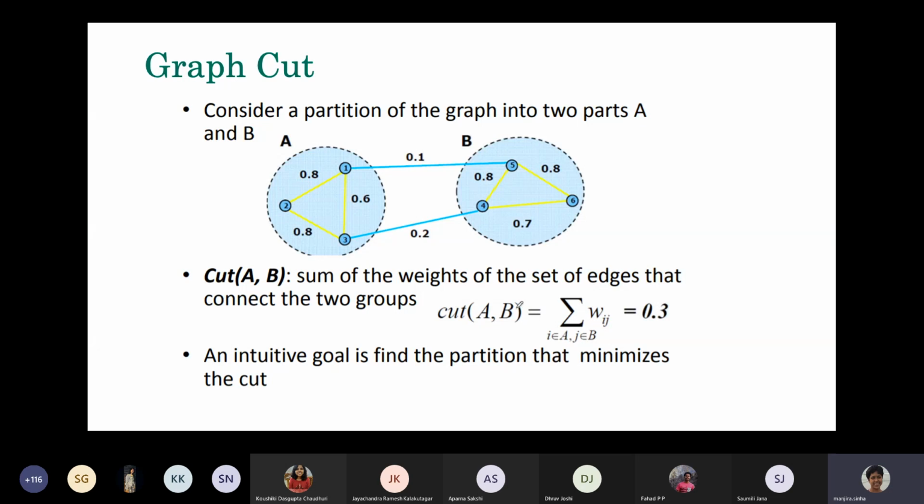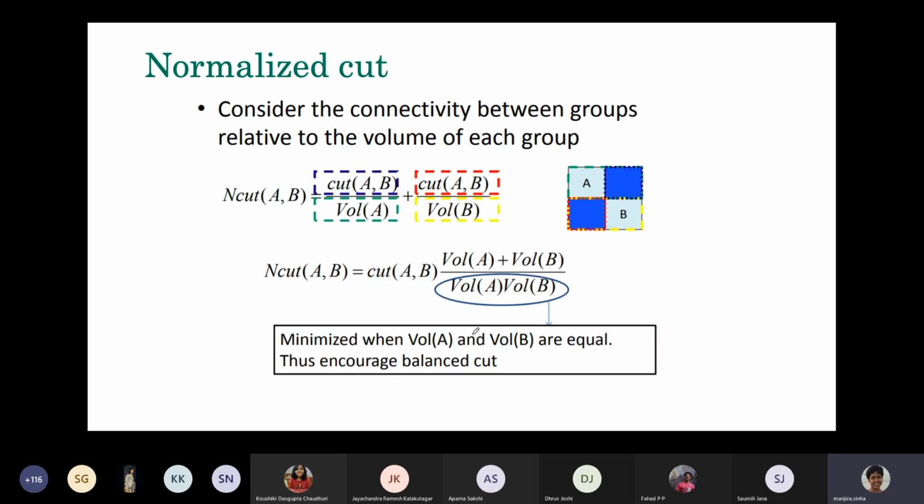And again, similar to the min cut algorithm on the unweighted graph, here also our intuitive goal is to find the partition that minimizes the cut. That means the partition for which the cut of A, B will be the minimum, or the least.